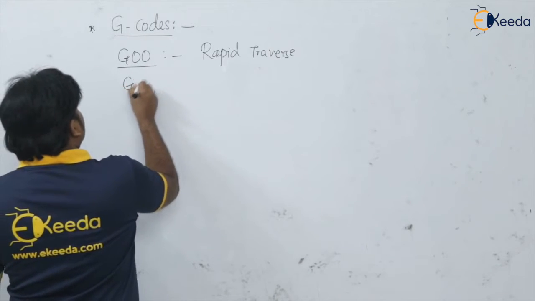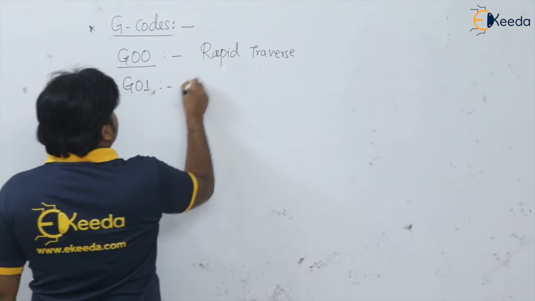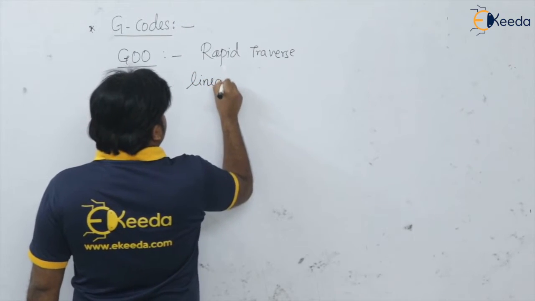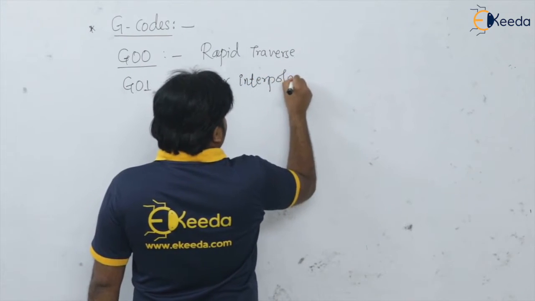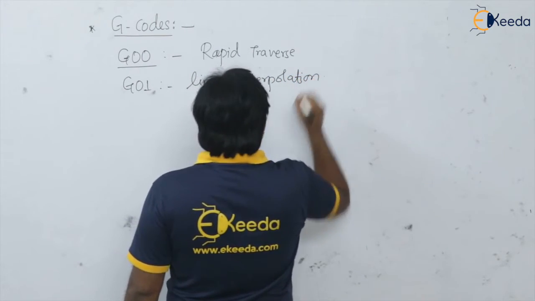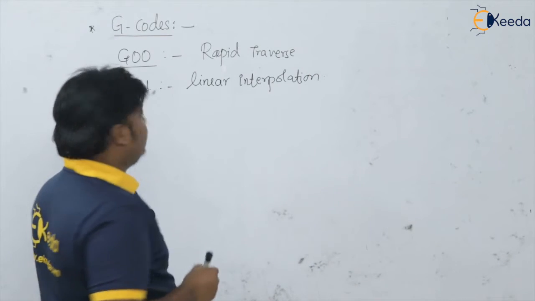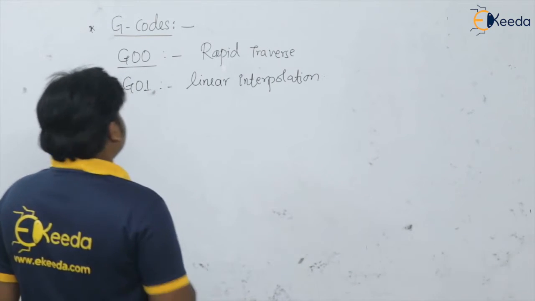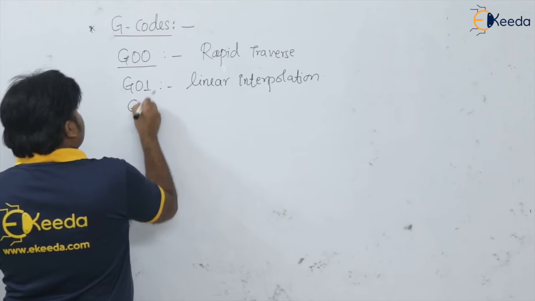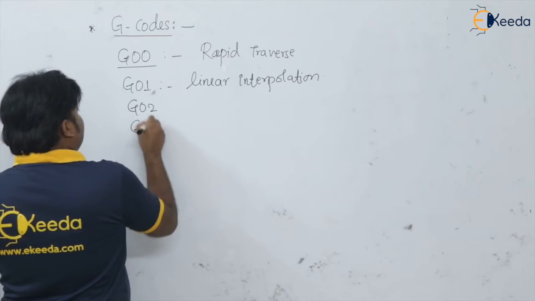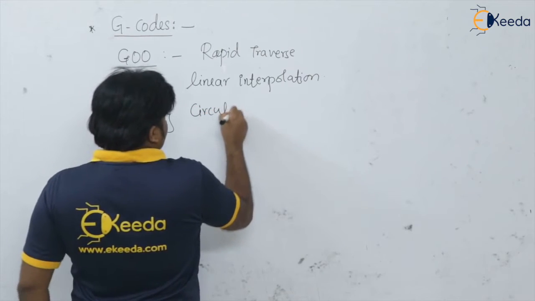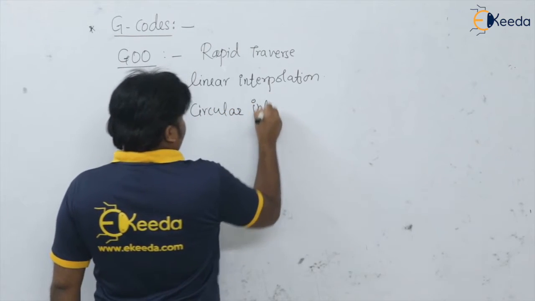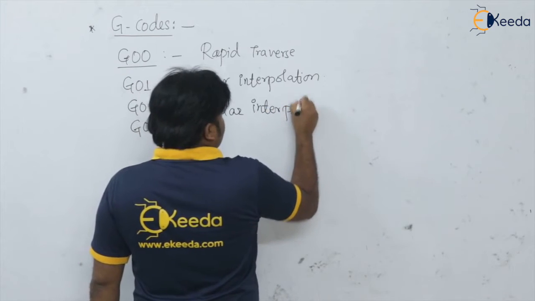Then we have G01. This is the linear interpolation, the linear distance traveled by the tool. That is G01. G02 and G03 are used for circular interpolation.